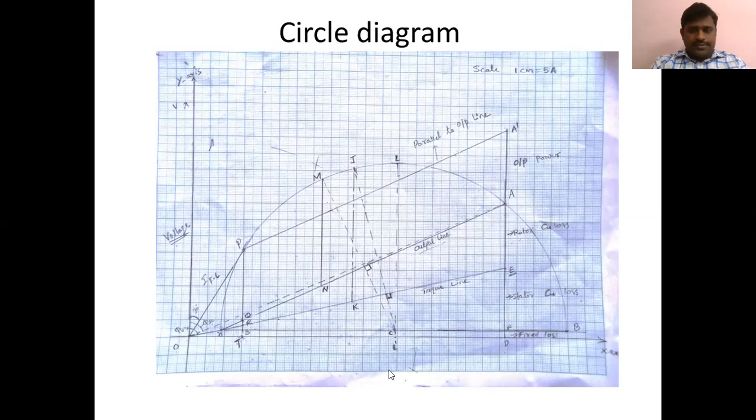It has a y-axis and an x-axis. On the y-axis, we have to take voltage as a reference. With respect to voltage, we have to mention the no load power factor angle and the blocked rotor power factor angle, and then we have to calculate the power factor angle. So this is the construction of the circle diagram.